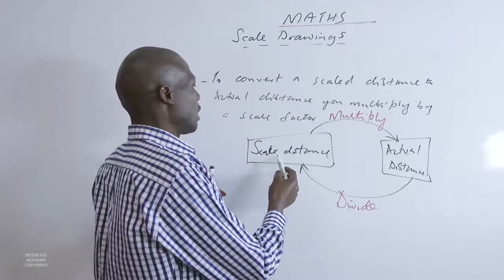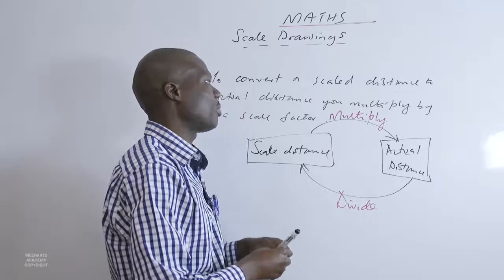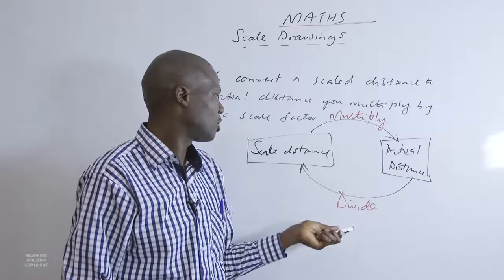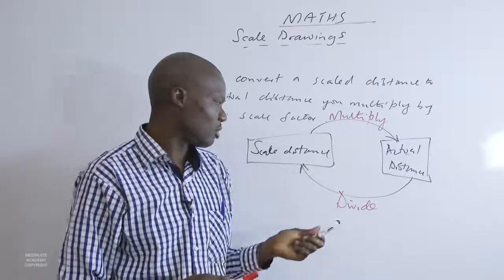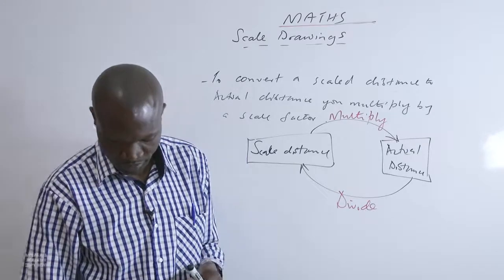So to convert scale distance to actual distance, you multiply by the scale factor, and to convert actual distance to scale distance, you divide by the scale factor.